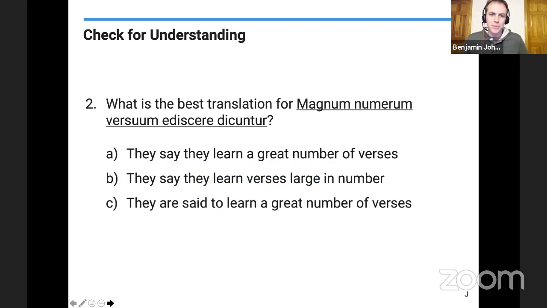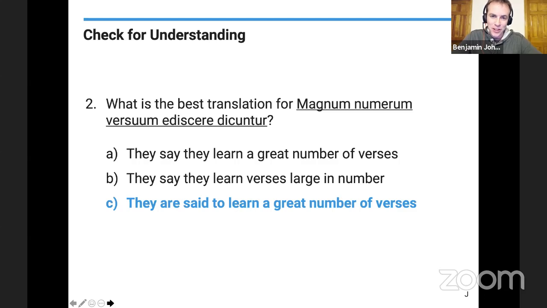Okay, number 2, what is the best translation for magnum numerum versuum e discere docuntur? A, they say that they learn a great number of verses. B, they say they learn verses large in number. And C, they are said to learn a great number of verses. 5 seconds. Okay, it's C, guys. I hope you got that.